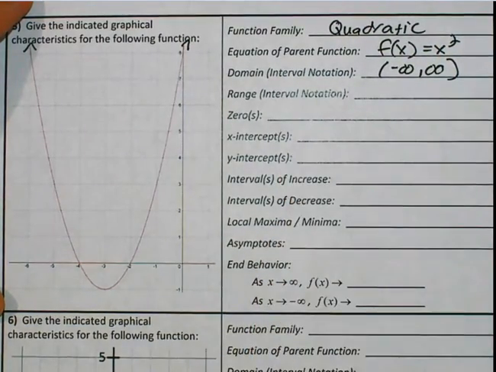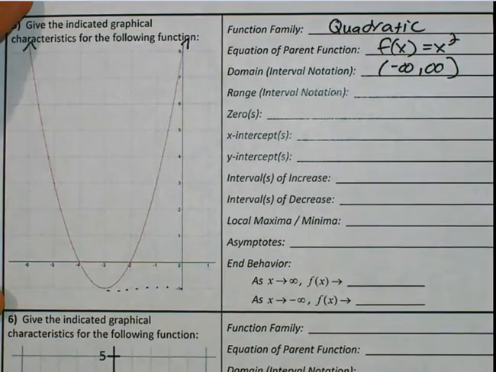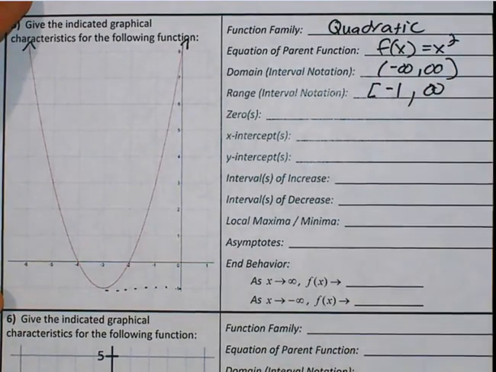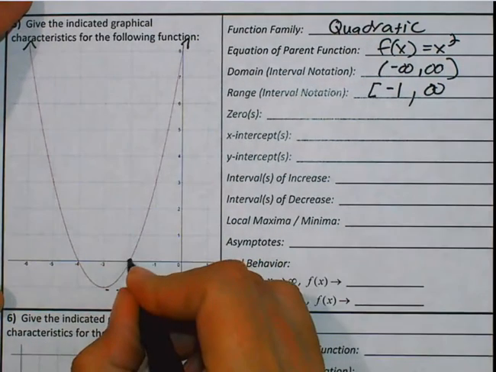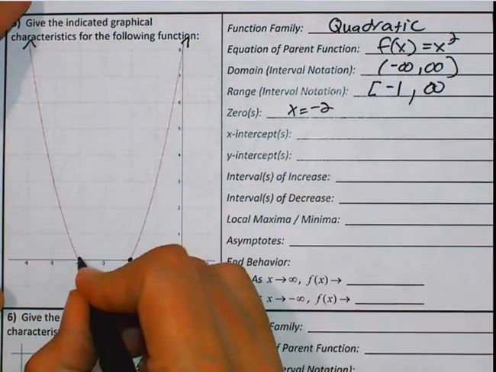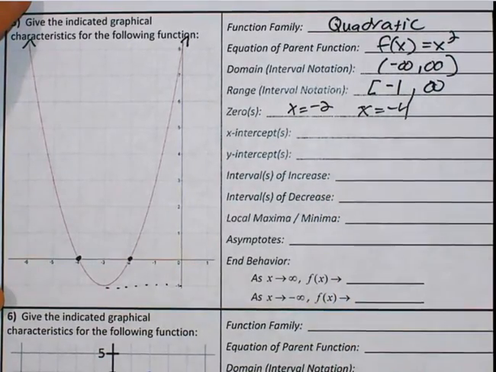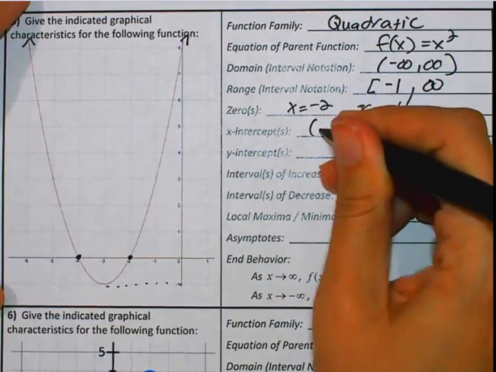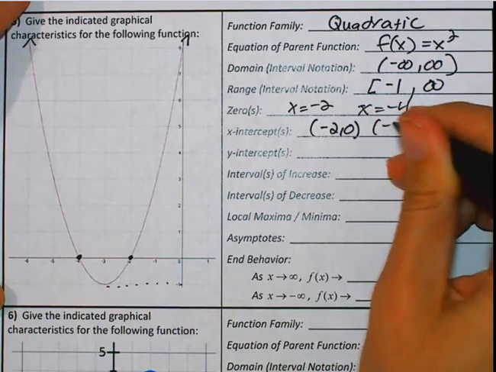Range is up to down. So coming down here, we see that the first y value is going to be -1, and it includes -1, so we're going to use a bracket up to infinity. Okay, the zeros. So the zeros are x equals -2, x equals -4. The x-intercepts are similar to the zeros, except we list them as ordered pairs because it's a coordinate. The x-intercepts are (-2, 0) and (-4, 0).